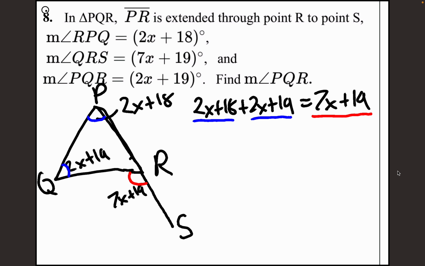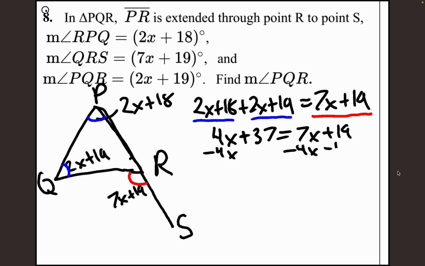Now let's combine our like terms. I'm going to combine everything with the blue. What's 2x plus 2x? I didn't get there yet, Quinn. What's 18 plus 19? Yep, 37. Just wait till I say it and then you can tell me. Now I'm going to subtract the 4x over and then subtract the 19 over. So what's 37 minus 19? And what's 7x minus 4x?